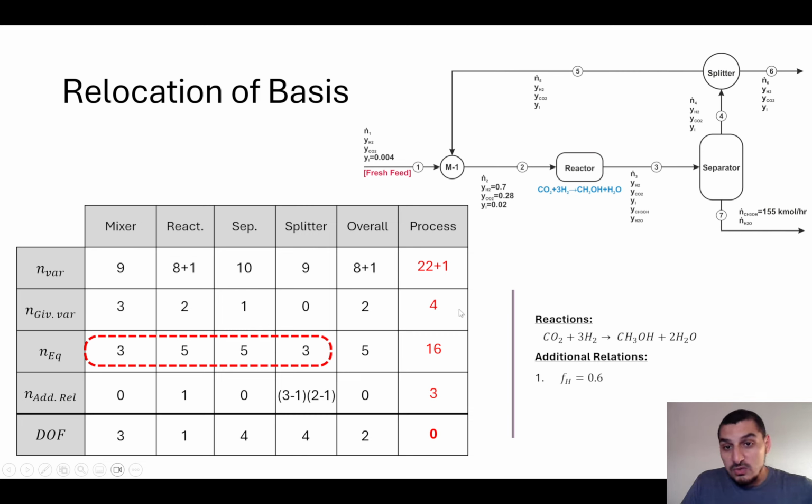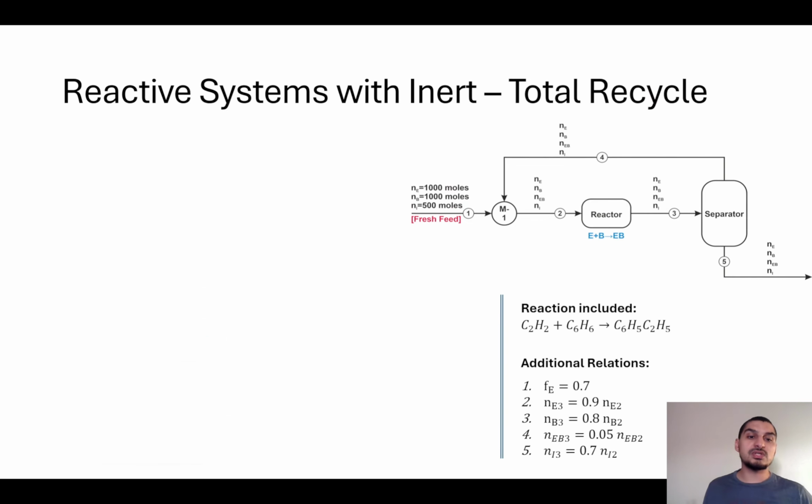Let's see another case. So now we saw one case where there are some other strategies than just the straightforward solution. One of the strategies is the relocation of bases. Relocation of bases is a very useful strategy, but it doesn't work for all cases. So let's see another case, which is the previous case that we discussed before for the reactor, where ethyl benzene is produced, and we have a recycle stream for the whole stream.